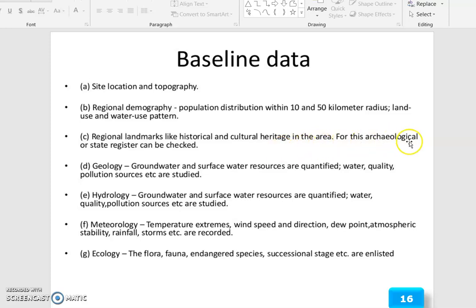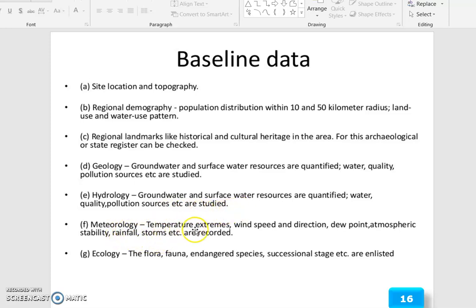For this, the archaeological or state register can be checked. Geology, groundwater and surface water resources are quantified. Water quality, pollution sources, etc. are studied. Hydrology, groundwater and surface water resources are quantified. Water quality, pollution sources, etc. are studied.